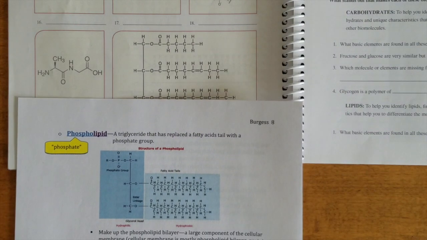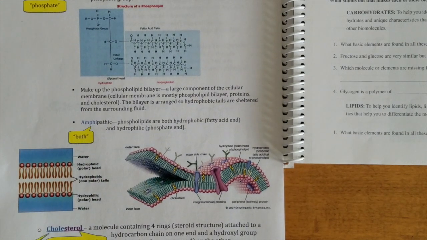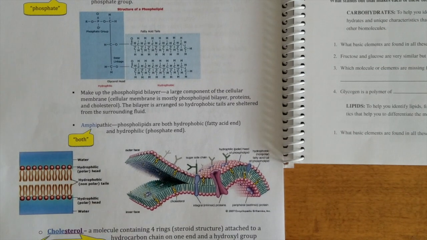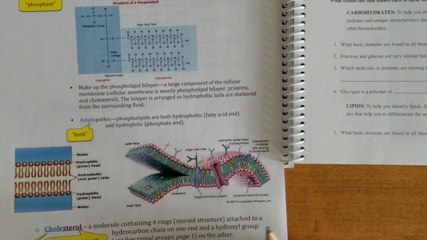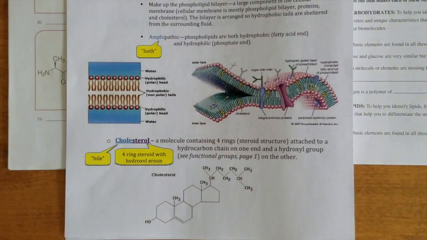So phospholipids are special because they are amphipathic molecules. Amphi means both. Think of an amphibian. Amphibians like both water and land. So amphipathic molecules are hydrophobic on one end, meaning that they repel water, and hydrophilic on the other end, meaning that they attract water. And this is special because phospholipids make up a large majority of our cellular membrane. They actually form what is called the phospholipid bilayer, bi meaning 2.